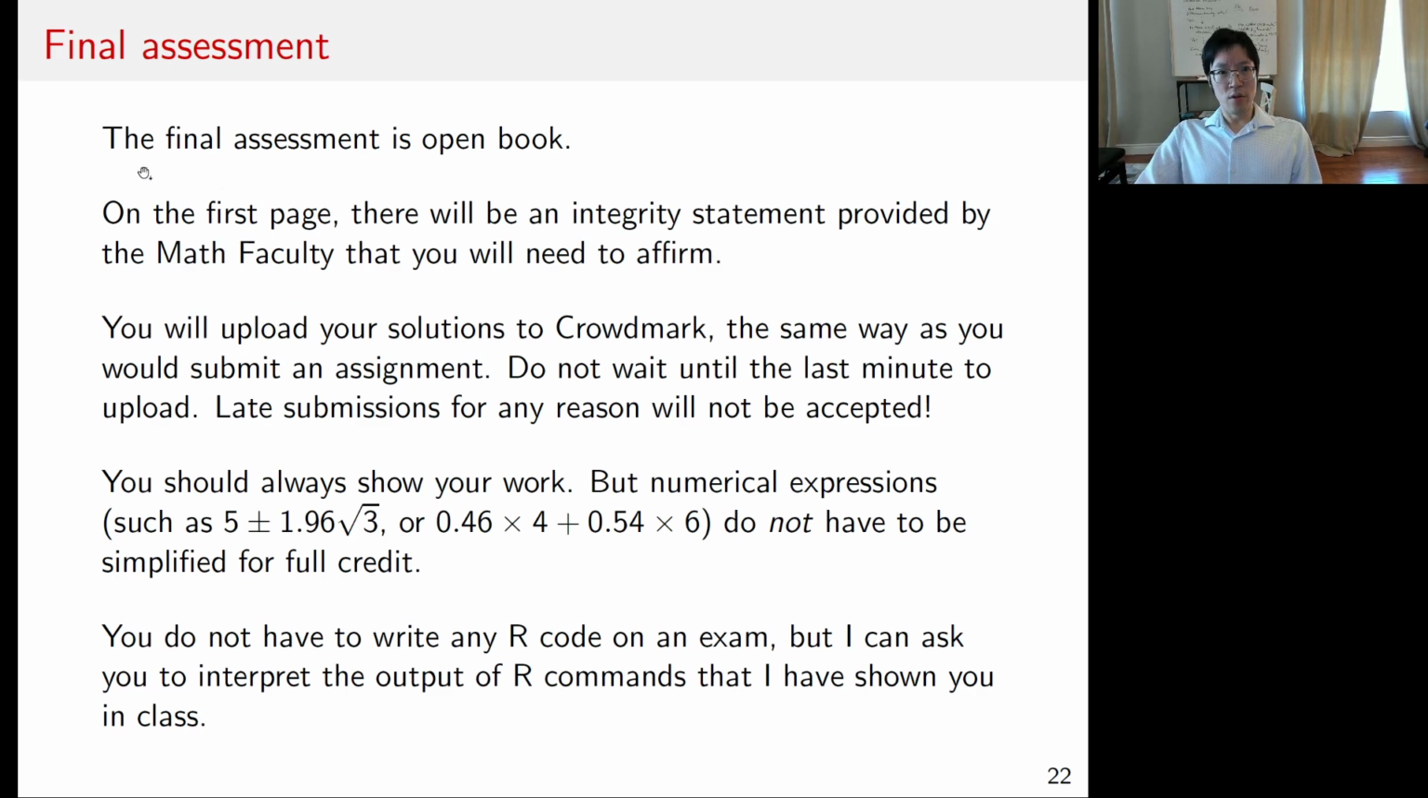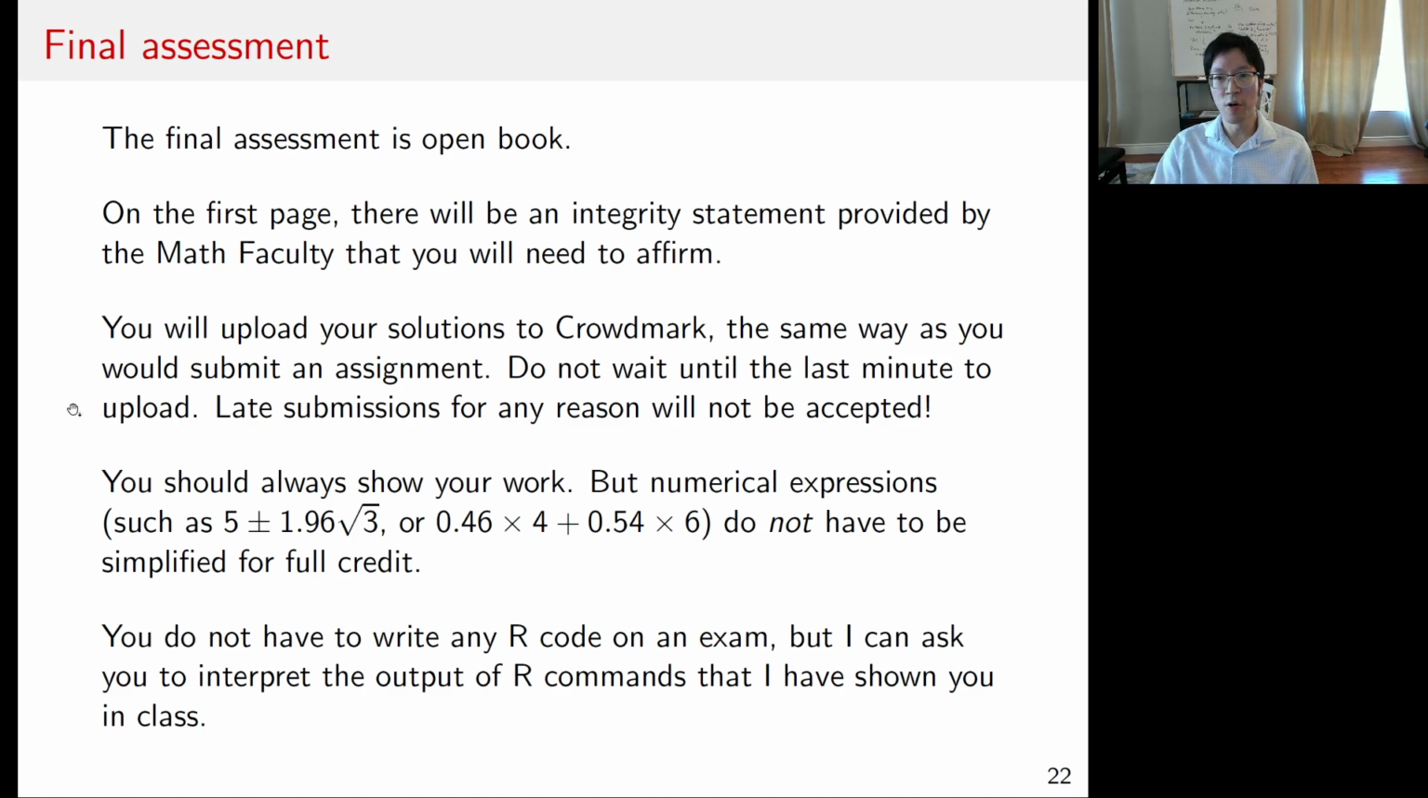So the assessment will be open book, and you can refer to anything we've done in the course. You'll be asked to sign and affirm a statement of integrity on the first page of the take-home, and the specific wording of that will be provided by the math faculty. You'll be asked to affirm academic integrity before you begin. And then when you finish, you will upload your solutions to CrowdMark, same way you would submit an assignment.